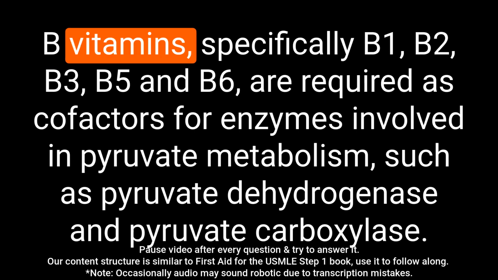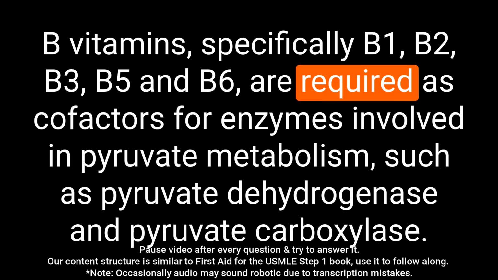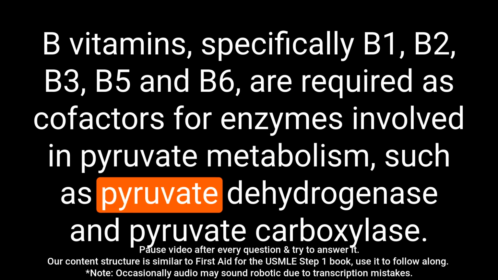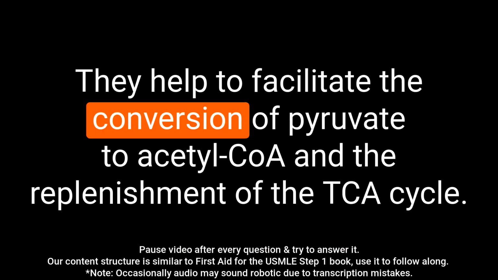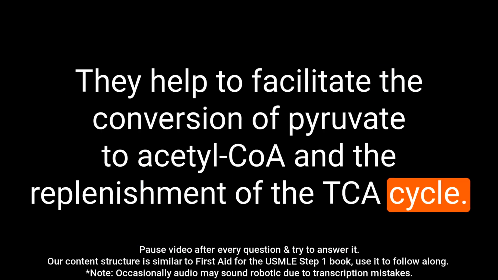Answer: B vitamins, specifically B1, B2, B3, B5, and B6, are required as cofactors for enzymes involved in pyruvate metabolism, such as pyruvate dehydrogenase and pyruvate carboxylase. They help to facilitate the conversion of pyruvate to acetyl-CoA and the replenishment of the TCA cycle.